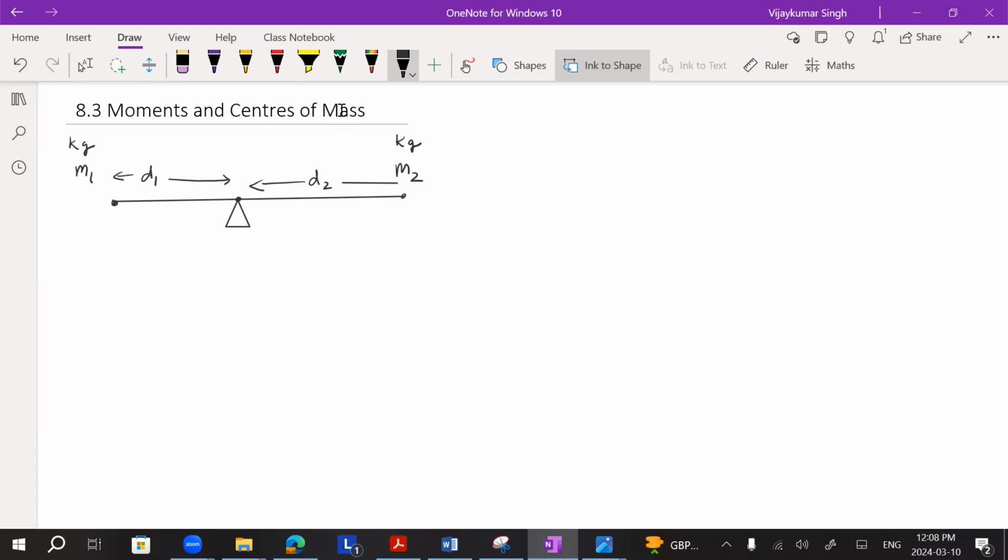So we have seen this scenario when kids play on a seesaw and stuff. We have seen balancing like that. So now the question is, when does this rod get balanced? For that, we have Archimedes' law of lever, which says the following.